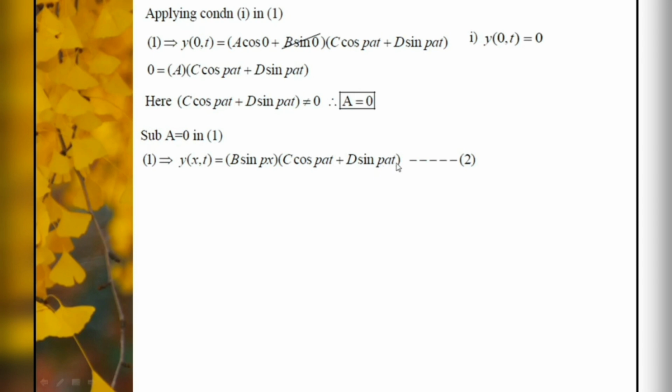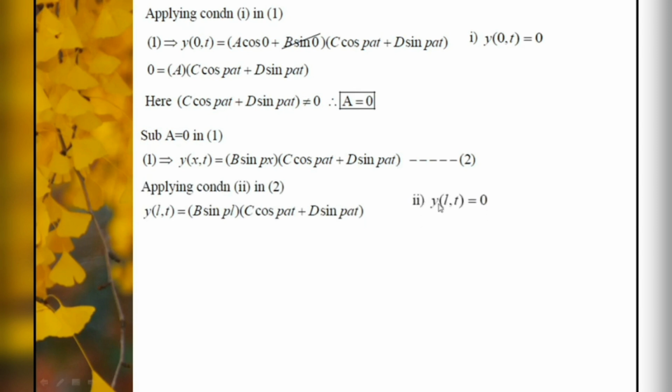Now, in this equation 2, we have to apply the second boundary condition, namely y of L comma t equal to 0. The meaning is wherever we have x, that has to be replaced by L, and y of L comma t is replaced by 0. So on the left-hand side we substitute y of L comma t as 0, and this is b into sin pL into (c cos pat plus d sin pat). Already we know this particular term is not equal to 0.